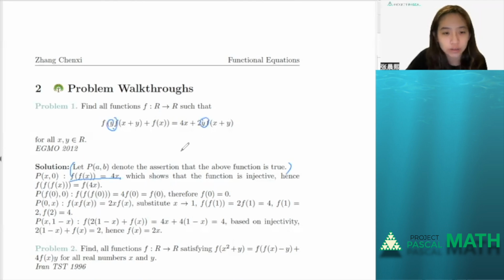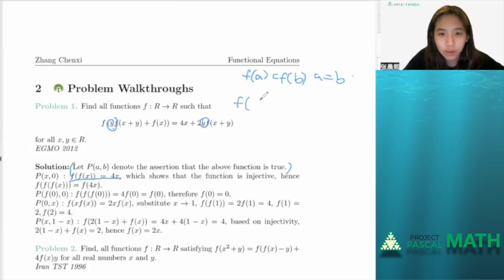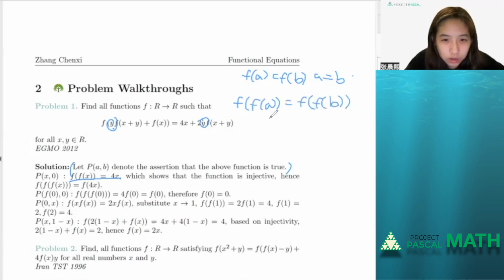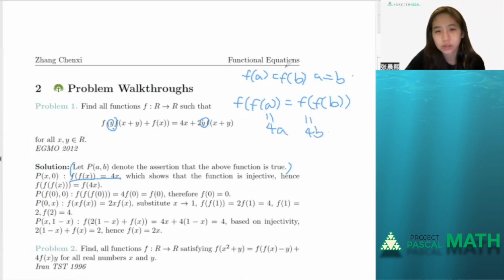injective. I didn't really explain here, but usually for injective functions, you suppose that if f(a) equals f(b), you want to show that a equals b. So when f(a) equals f(b), f(f(a)) obviously equals f(f(b)), which equals 4a, and this equals 4b. And so this function is injective.